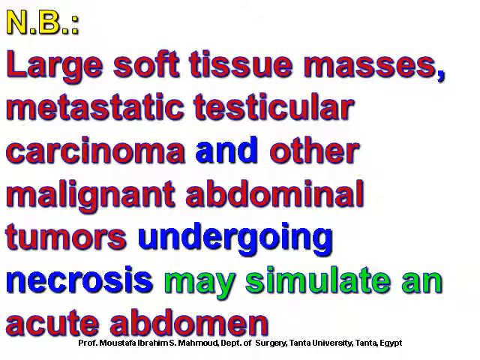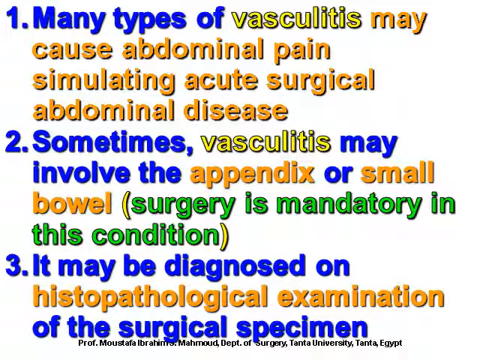Important note: large soft tissue masses, metastatic testicular carcinoma, and other malignant abdominal tumors undergoing necrosis may simulate an acute abdomen. Many types of vasculitis may cause abdominal pain simulating acute surgical abdominal diseases. Sometimes vasculitis may involve the appendix or small bowel. Surgery is mandatory in this condition. It may be diagnosed on histopathological examination of the surgical specimen.